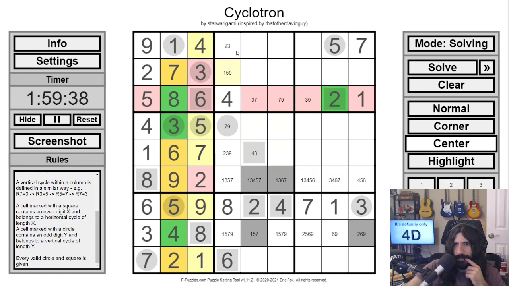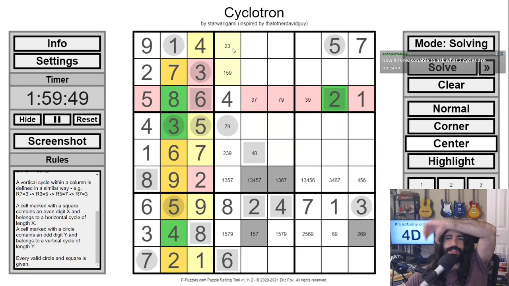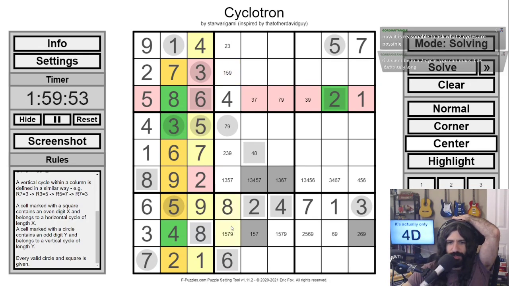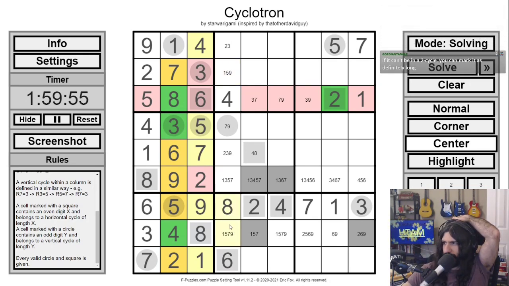Wait. Now it is reasonable to ask what two cycles are possible. Okay, this two cycle is possible. 2-1, 8-7 is a two cycle that's possible as far as I can tell. If it can't be in a two cycle, you can mark it as definitely long.